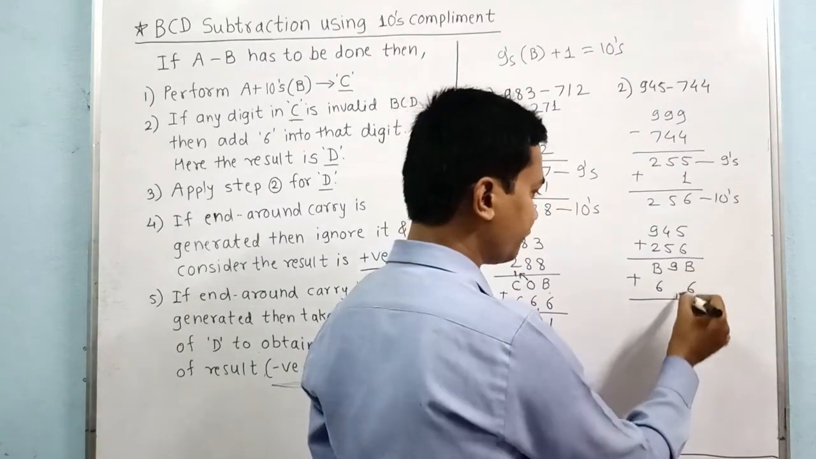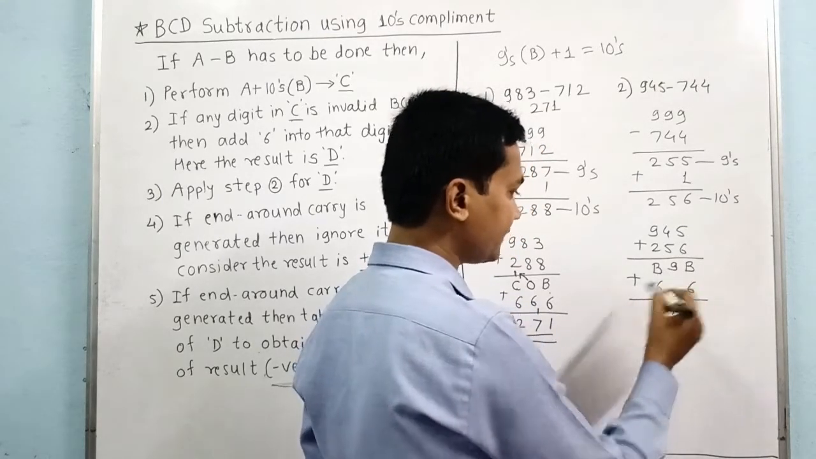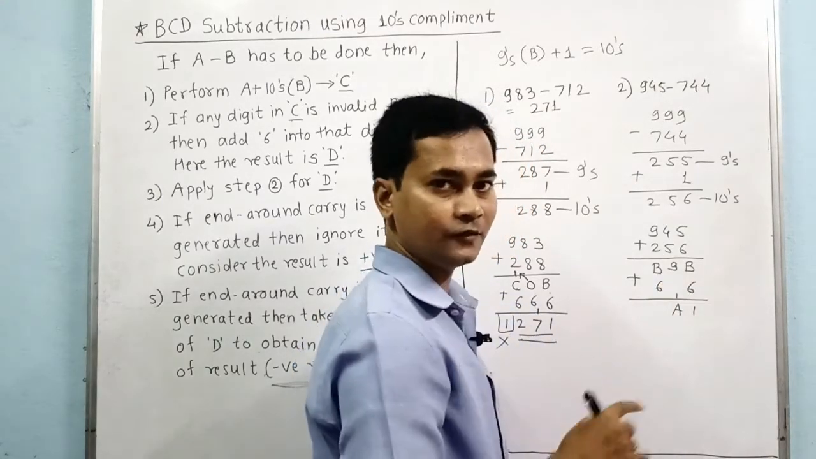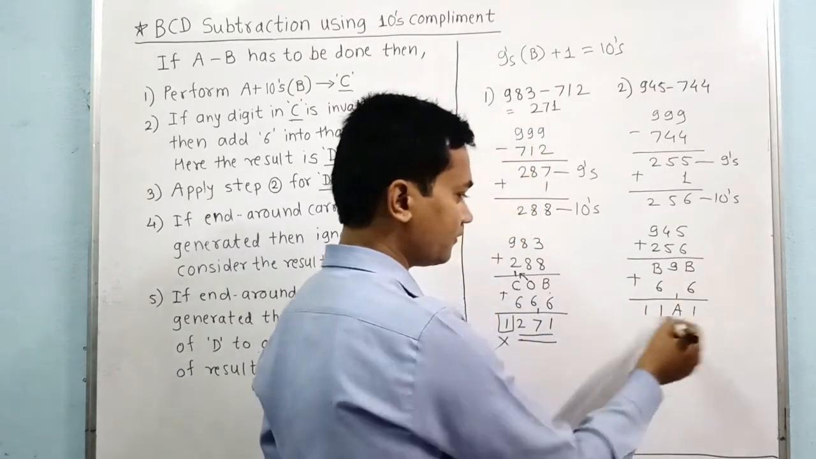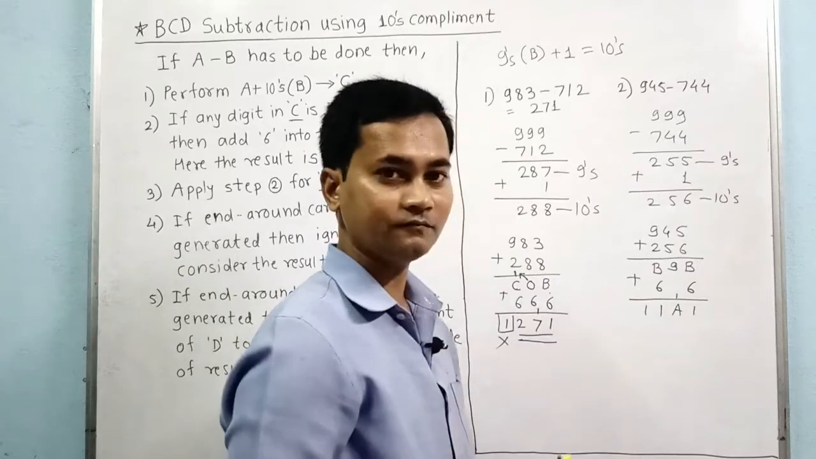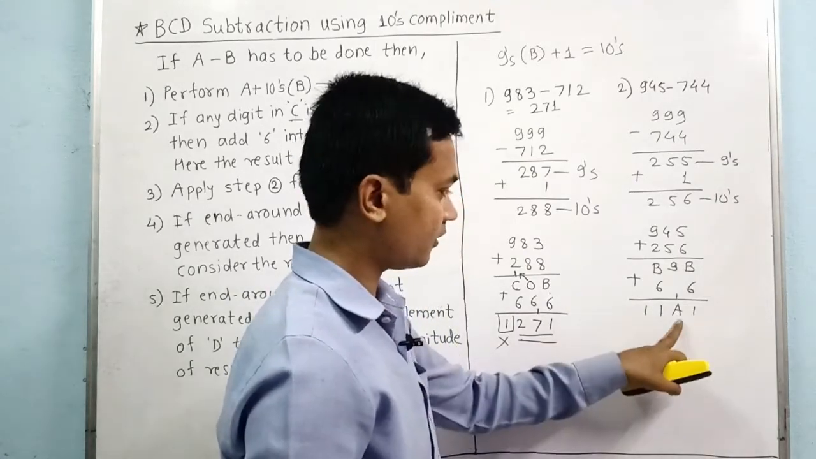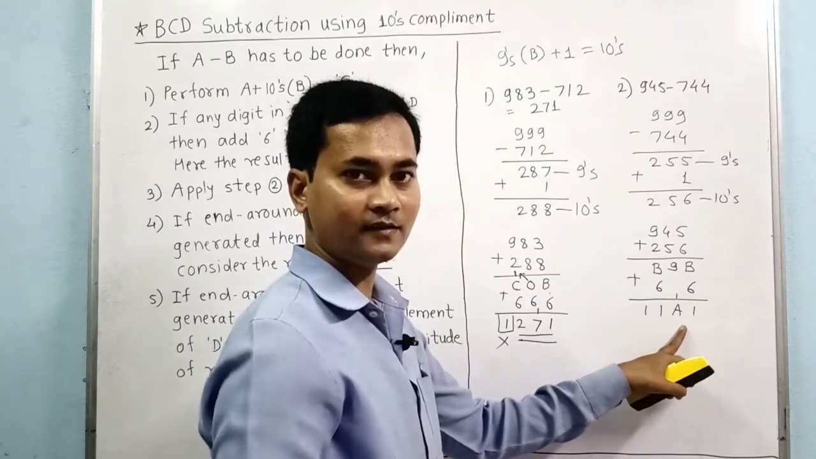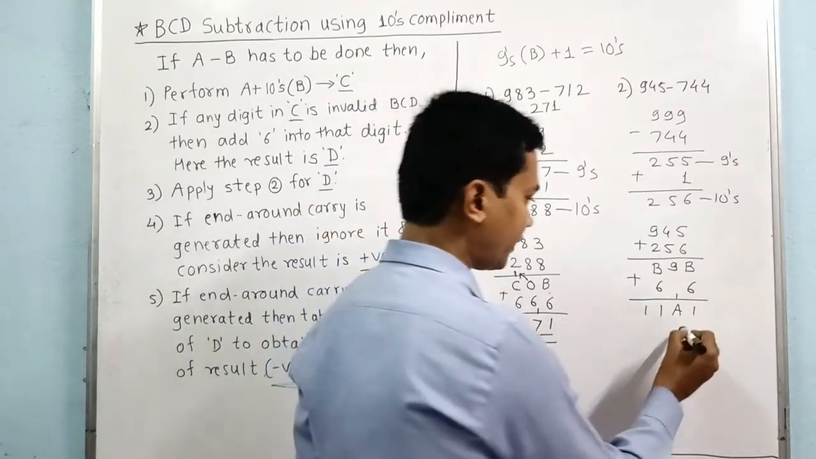Okay, 9 plus 1 is 10. 10 means A. Then 11 plus 6 is 17. 17 means 1 1. Now check whether all the digits are valid BCD. Again you will say no, because A is not in the range of BCD 0 to 9. So add 6 into this digit only. So add 6 here.